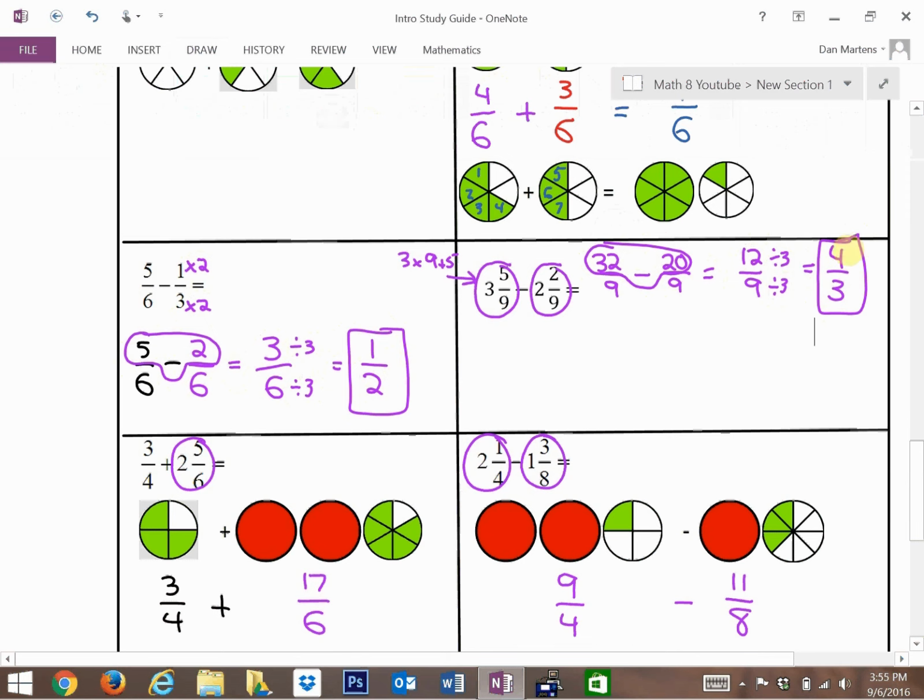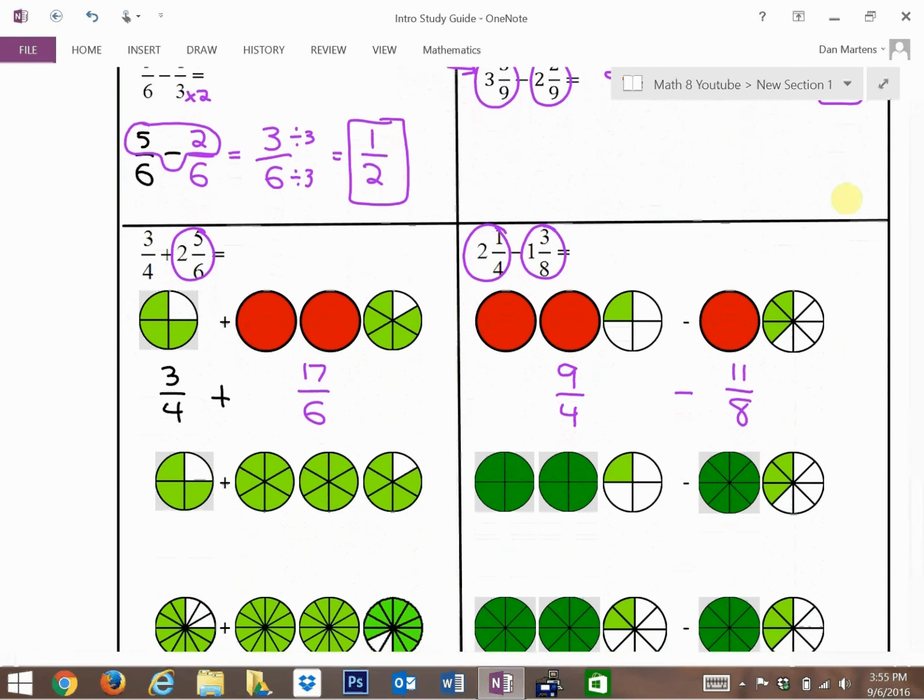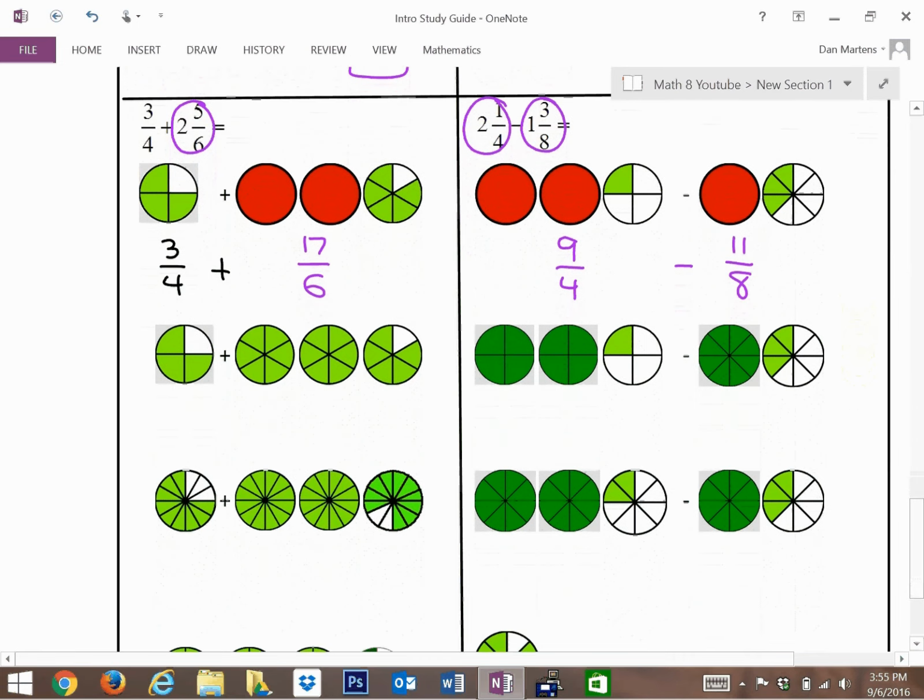Okay? So I challenge you to try the next two on your own if you'd like to, but I do have diagrams here. You might want to pause and try it on your own. I do have diagrams here that are going to help us out. The diagrams are right below. So first thing I did is I made these into improper fractions. I've got 3/4 plus 17/6, but those don't have common denominators. The common denominator here is that quarters and sixths each go into twelfths.